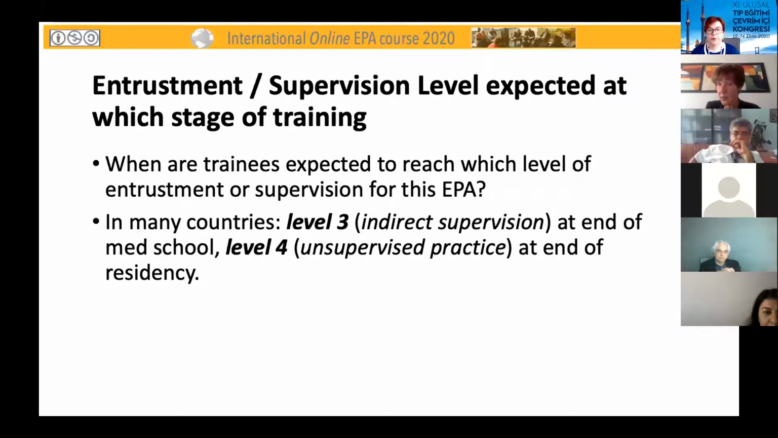But I have to say there's also variation, and in some countries, even if at the end of medical school, they think the doctors can practice unsupervised. But then as a country, you have to decide what your limitation is. In Holland, we say when you graduate from medical school, you are on level 3. And if you are at the end of the residency training program, then you are at level 4. But it's not that I'm saying somebody is right or wrong. It's more that you have to have the dialogue about it.